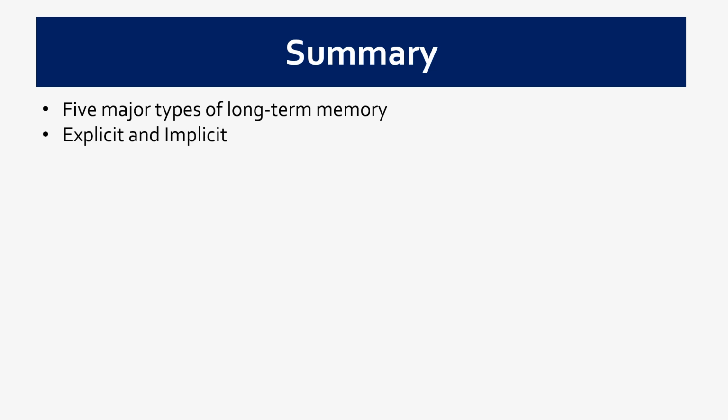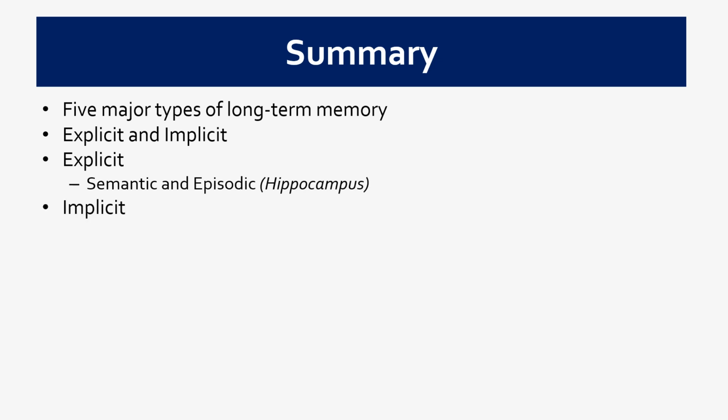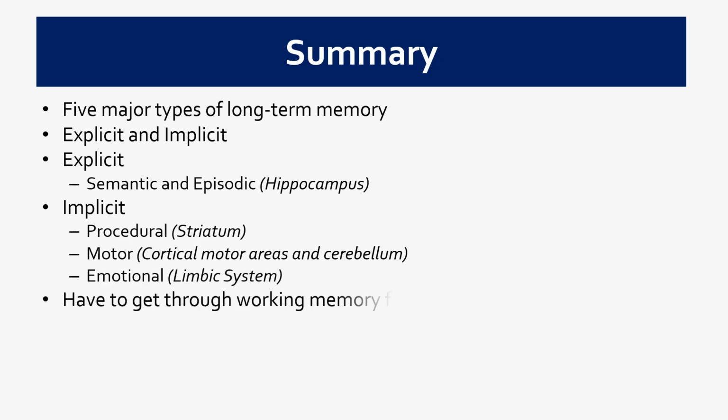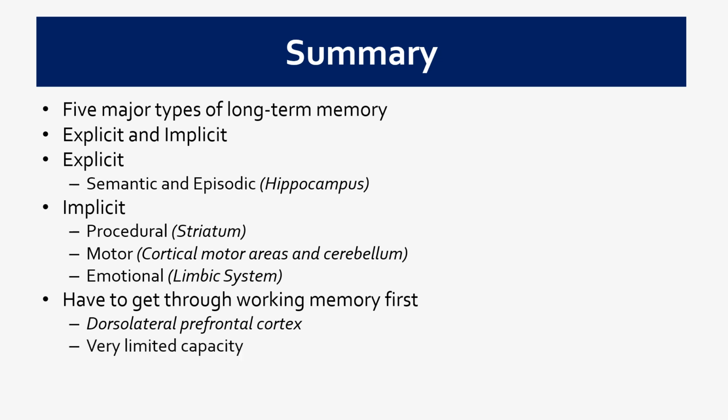Okay, let's have a summary then of everything we've covered. There are 5 major types of long-term memory. We can break those down into explicit and implicit. Within explicit memories, we have semantic and episodic, and they live in the hippocampus. Implicit memories are broken down into the other 3 types. There is procedural memory for habits and so on. Those live in the striatum. Motor memories live in the cortical motor areas and the cerebellum. And then emotional memories reside in the limbic system. To get into long-term memory, we have to get through working memory first. That lives in the dorsolateral prefrontal cortex, Brodmann area 46, and that has a very limited capacity.